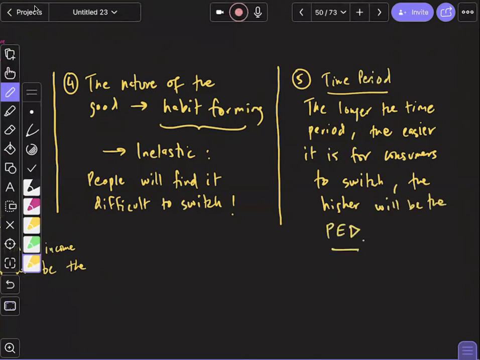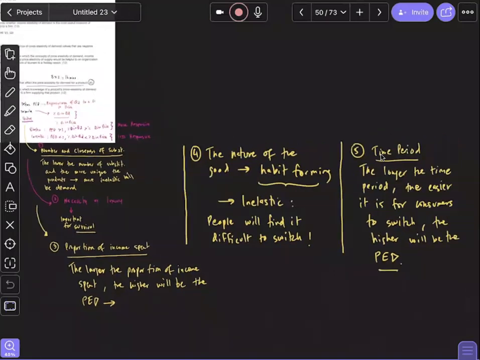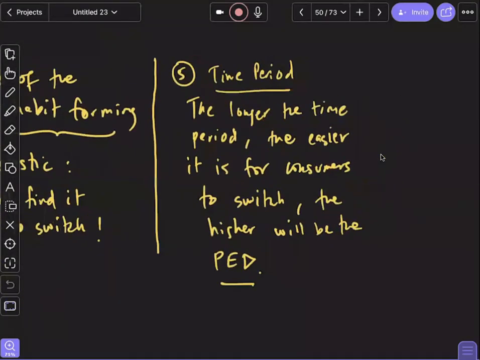So if I give you 2 days to switch, you might not find it easy to switch. If I give you many, many months to switch, you may find it easy to switch. And therefore, your elasticity of a good will depend on that too. Make sense, guys? Any questions? Sir, the time period means the time taken to receive the good? No, the time taken for you to switch to another substitute.